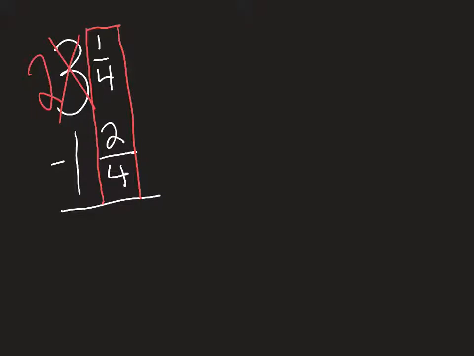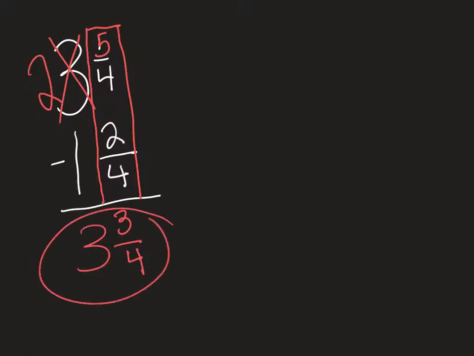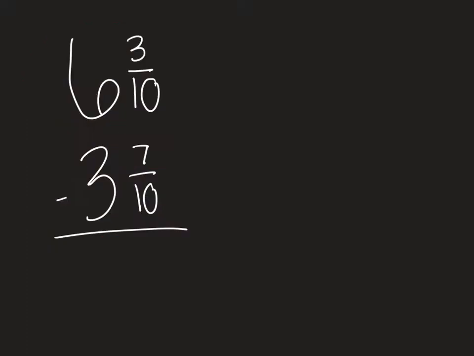So 4 plus 1 is equal to 5. Now I can do 5 minus 2, which is 3. So I have 3/4 over here. 2 minus 1 is equal to 1. My answer is 1 3/4.